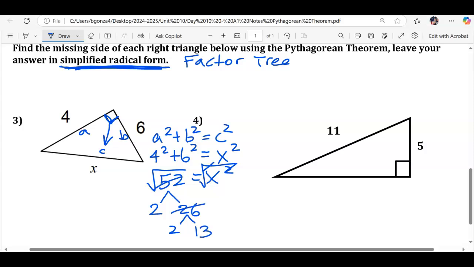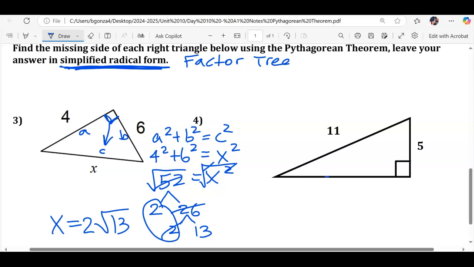And 13 is prime. So what do we do? Circle my pairs. And I get a pair of 2, loner 13. Couple goes out, loner stays in. I get x is 2 square root of 13. Cool. So we took Pythagorean stuff we knew or just learned and combined it with simplifying radicals.